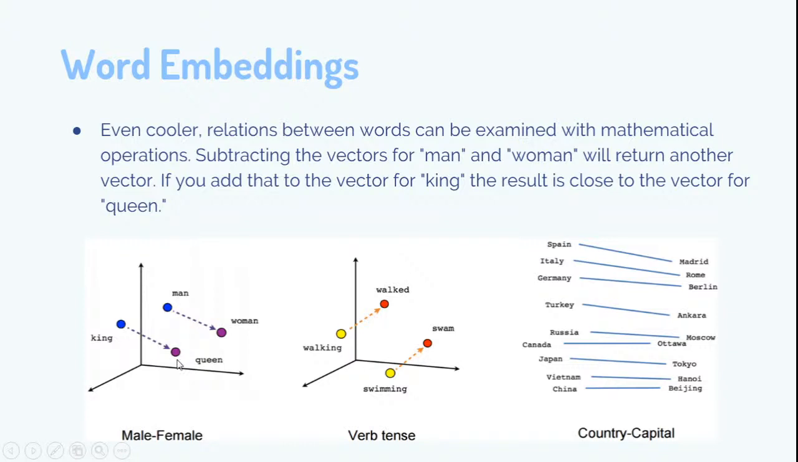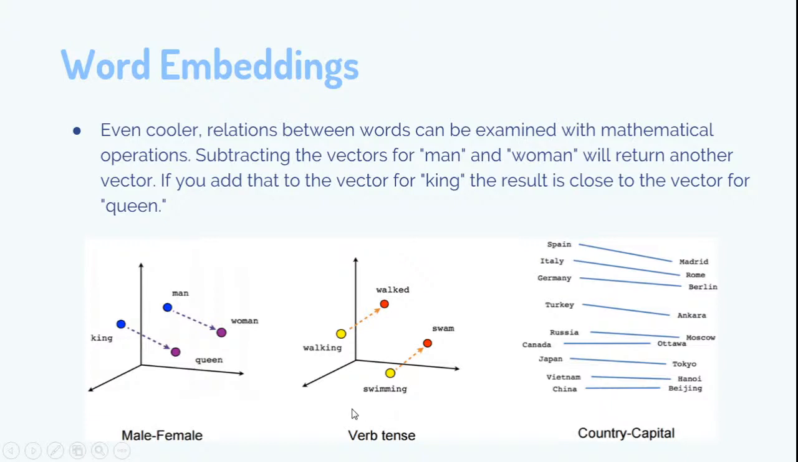Another vector. If you have, for example, king, definitely king means the gender is male, and queen means the gender is female. Here I am taking male or female, but you could have the words king, man, or queen, woman. This is one example, and you can see verb tense here also.